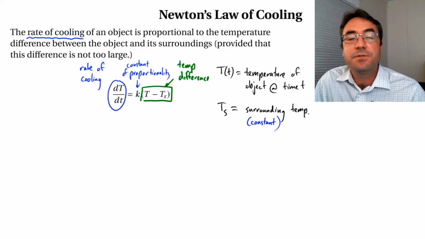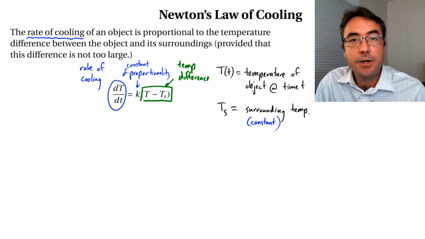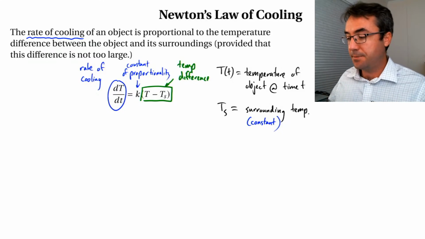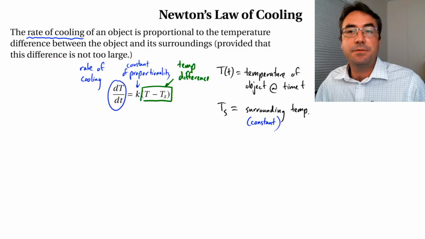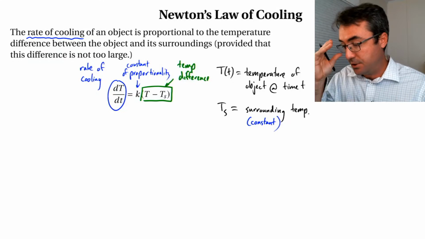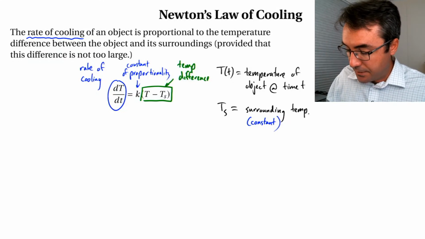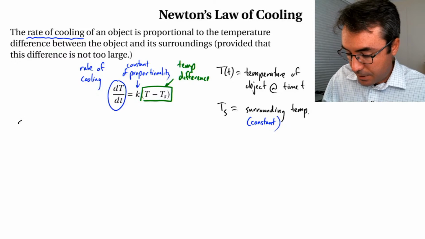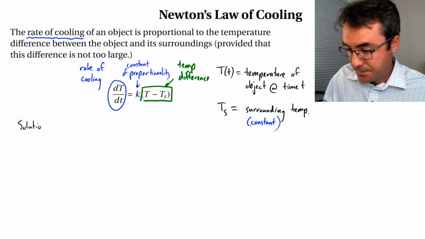We don't know what this function capital T is. It's an unknown function. So that means we have a differential equation here. And we're actually going to see how to solve this using what we know for our exponential growth and decay differential equation. So let's see how this is going to work.